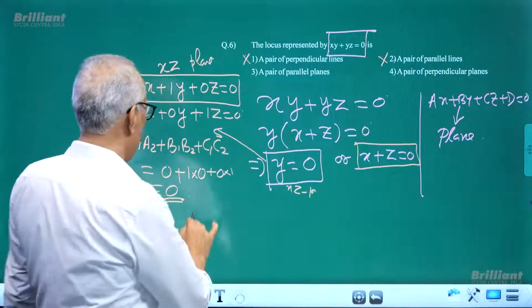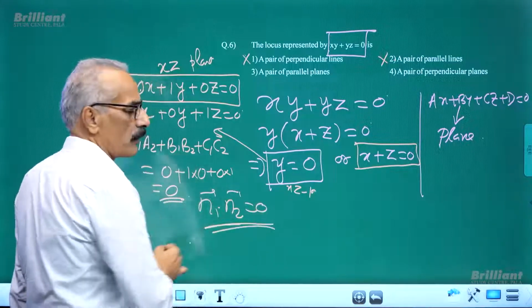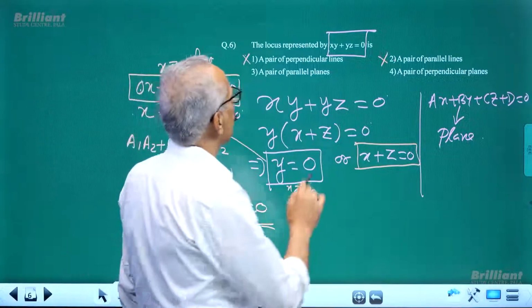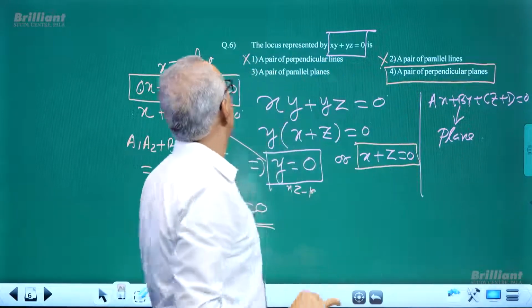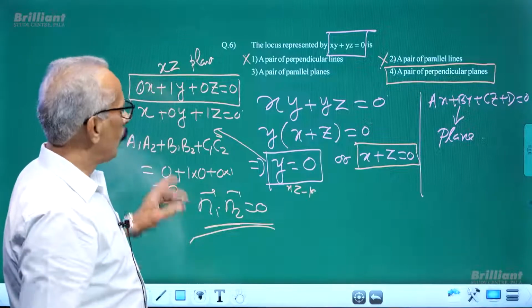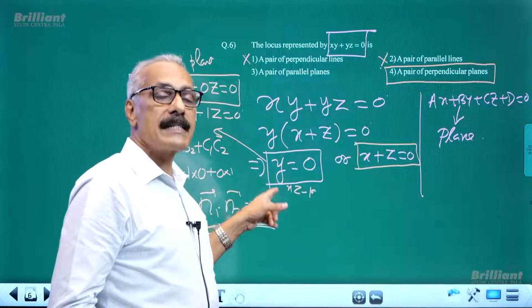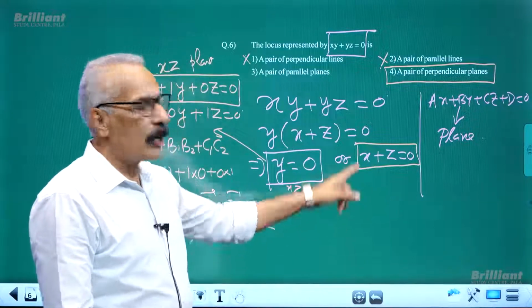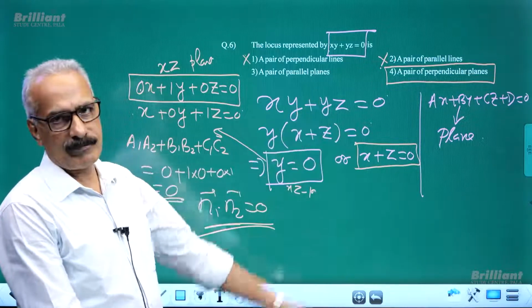Therefore, n1 dot n2 equal to 0. Therefore, the two planes are perpendicular. So, it represents a pair of perpendicular planes. That is answer 4. Sixth one, answer is 4. Right? So, always remember this. Y is equal to 0, the y variable is there, xz plane. X plus z equal to 0. What's the normal of this one, you know? The xz plane normal means the y-axis.